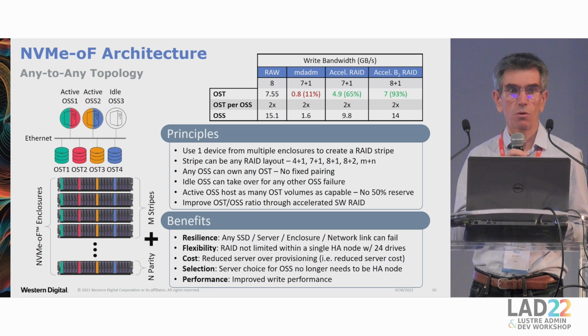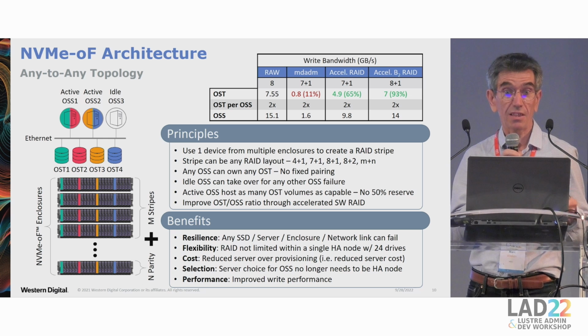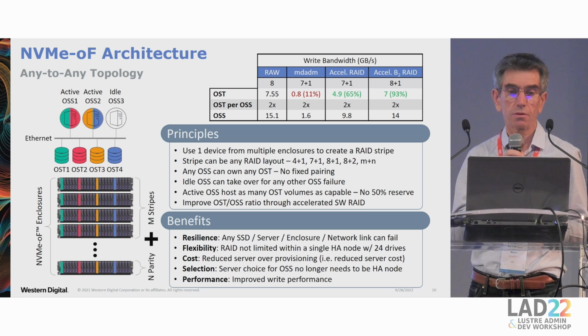So very flexible. The other key point is each OSS can address any OST. A very flexible solution because everything is role assignable through the fabric. You don't need to plan for 50% additional compute and network resources because of this architecture.